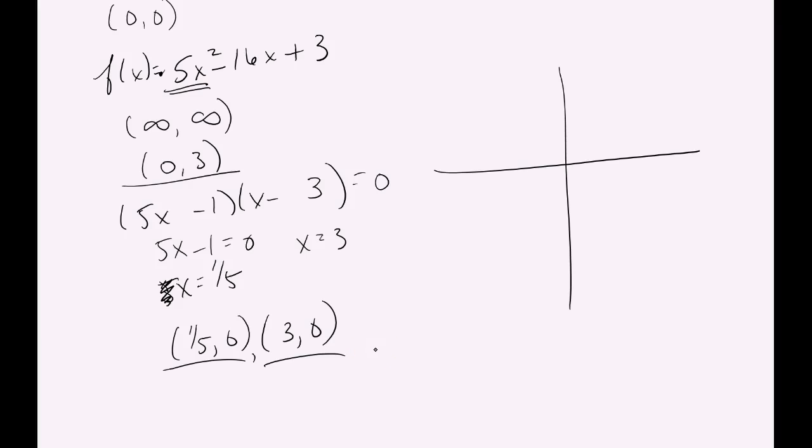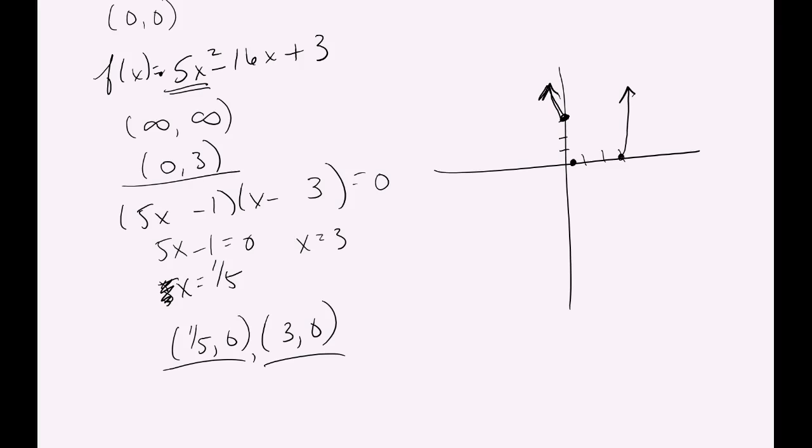So (0, 3), 1, 2, 3, (3, 0), 1, 2, 3, and (1/5, 0), like right here. Okay, so I want to play connect the dots. I know it's a parabola and it goes up on both sides. So if I go to the furthest point to the left and make it go up from there, it's something like that.